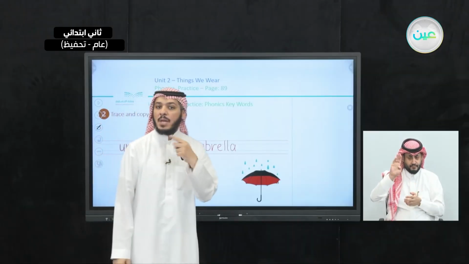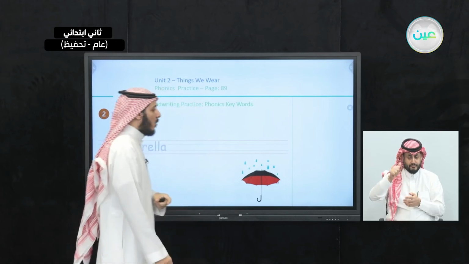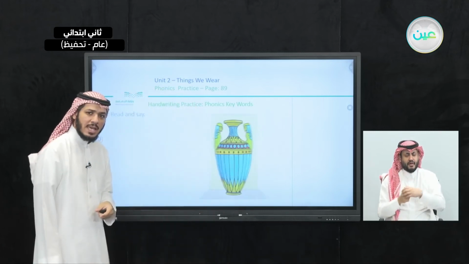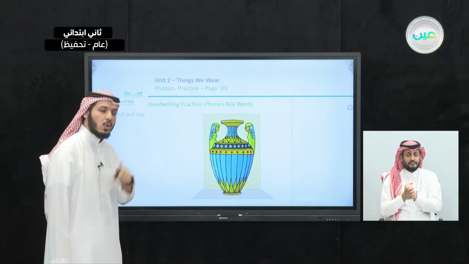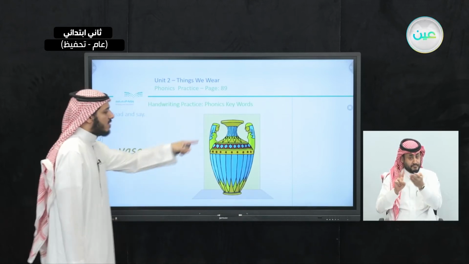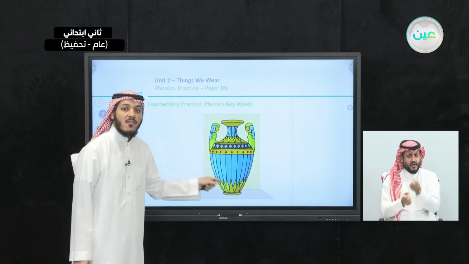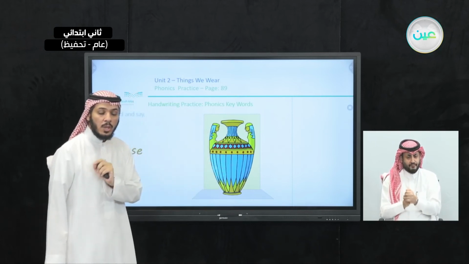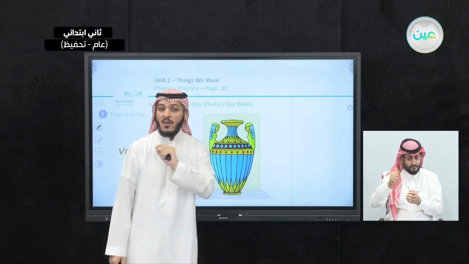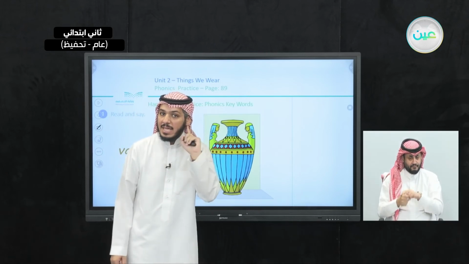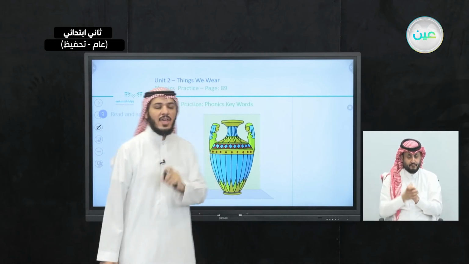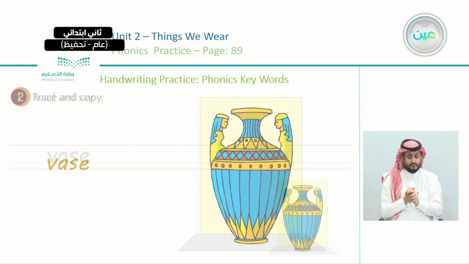Umbrella, umbrella. Excellent. Okay, now after U, can you tell me what is the next letter here? U. Yes, we have V. And this is what? Vase, vase. V we pronounce as V, V, vase, vase. Excellent. Say it with me. Vase. That's right. So we have vase here.